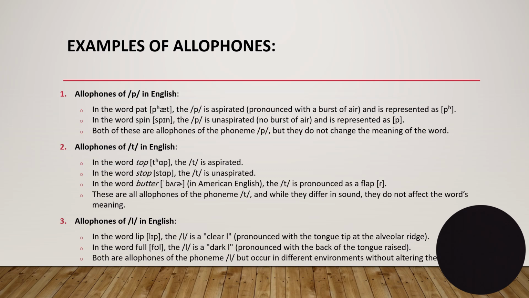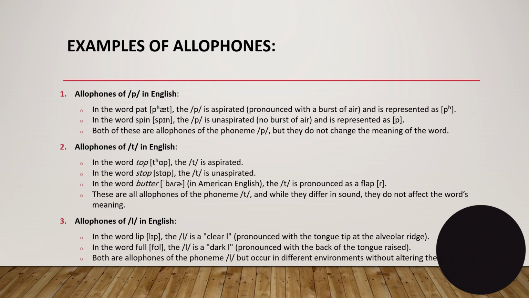Second, we have the allophones of T in English. In the word tap, the T is aspirated. In the word stop, the T is unaspirated. In the word butter, in American English, the T is pronounced as a flap R. So instead of butter, it's pronounced as "bara." These are all allophones of the phoneme T, and while they differ in sound, they do not affect the word's meaning.